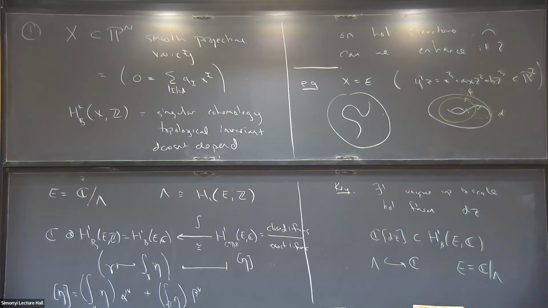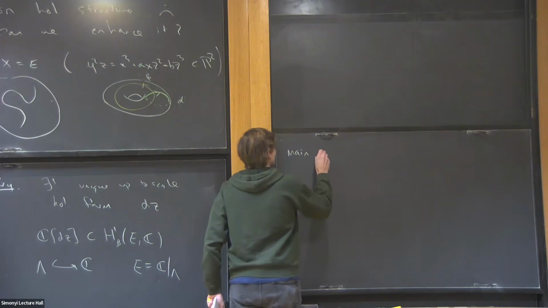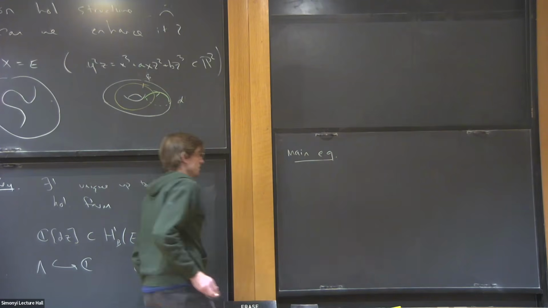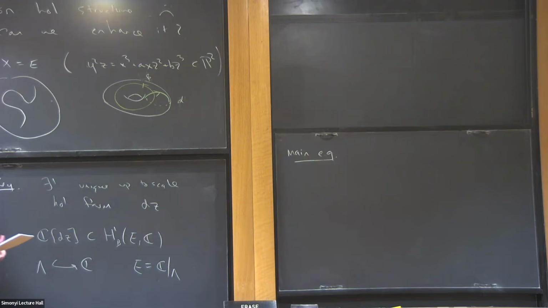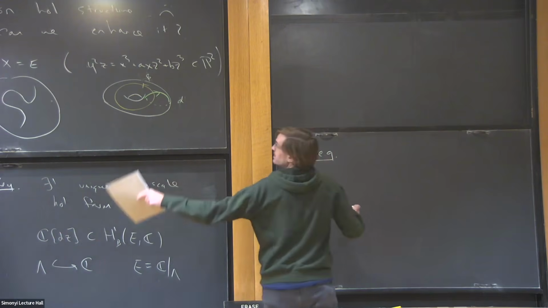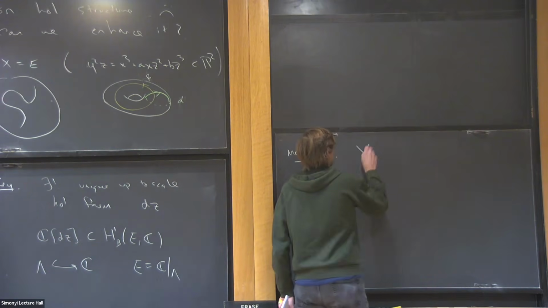Okay, so that story more or less generalizes to higher dimensions. And here's the main example for where Hodge structures come from. So again, take X to be a smooth projective variety.